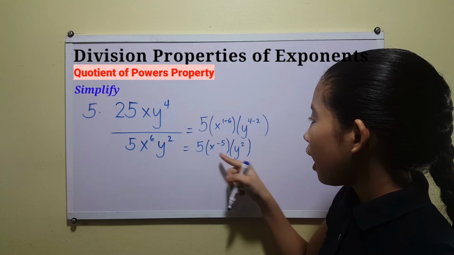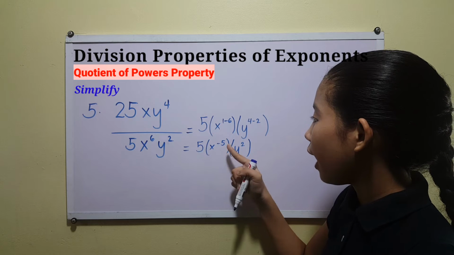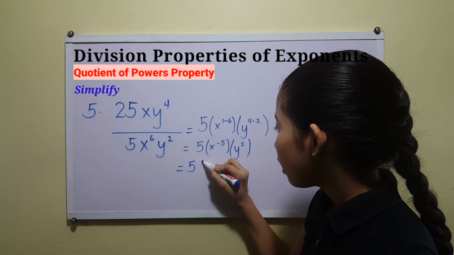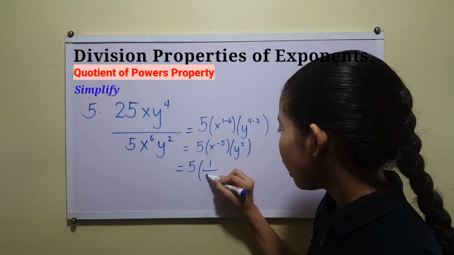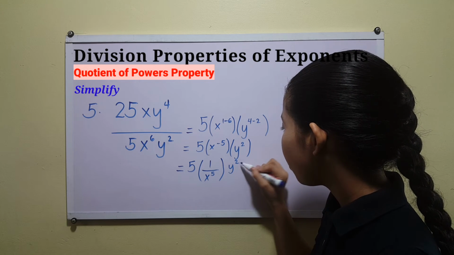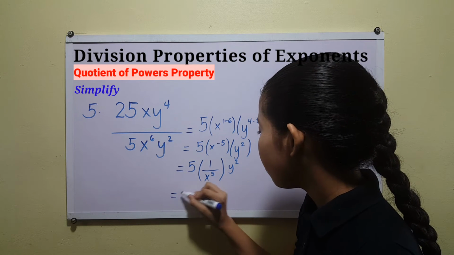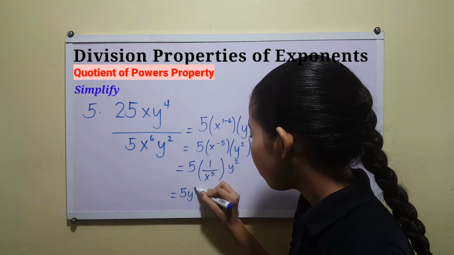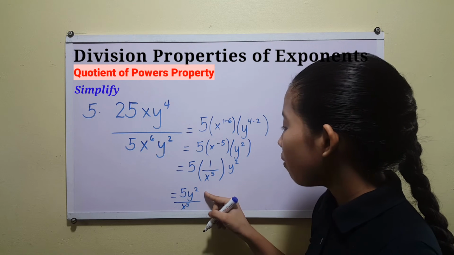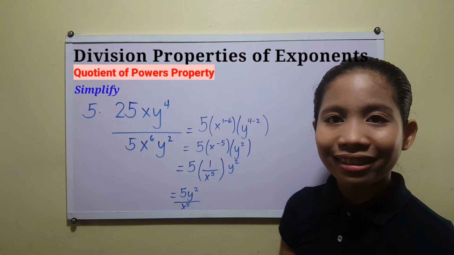As you can see, x's exponent is a negative. So we're going to change x to its reciprocal and negative 5 to a positive. So we have 5 times 1 over x to the power of 5 times y squared. And 5 times 1 times y squared is 5y squared, all over x to the power of 5. So 5y squared all over x to the power of 5 is our answer.